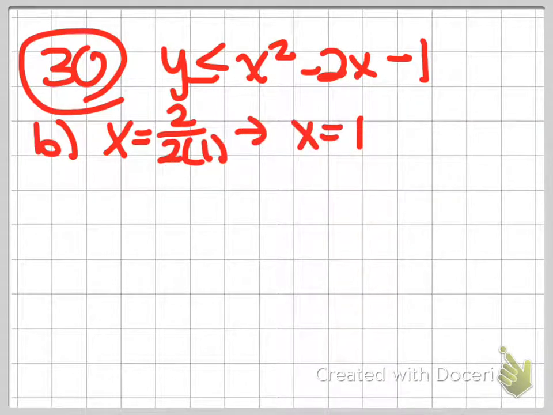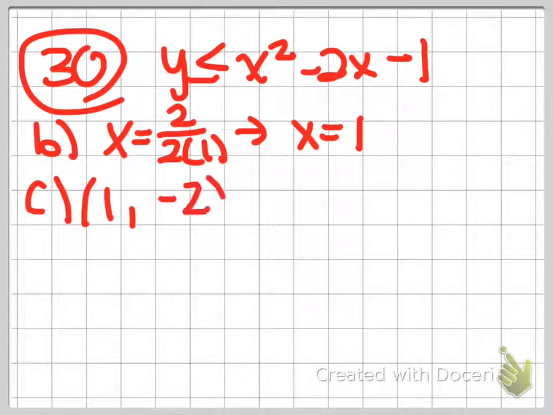X is equal to 1. My vertex, plug 1 in. That's going to give me 1 squared minus 2, which is negative 1, minus 1, which is negative 2. So I have 1, negative 2. Again, I'm going a little faster here. Refer to number 29 if you're curious again how you get the vertex. We're just plugging that 1 into the x value of my function to get negative 2. Then the y-intercept is negative 1.